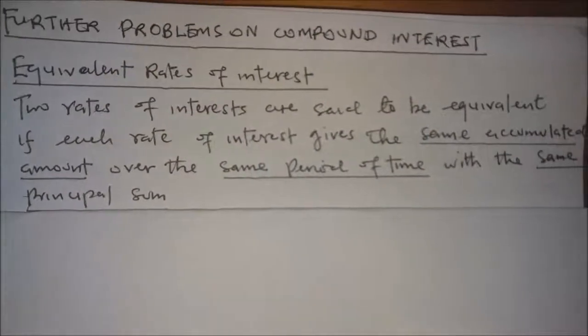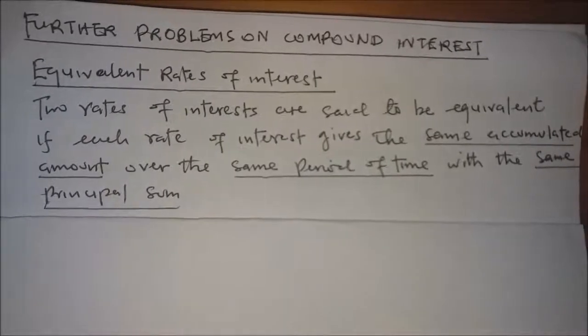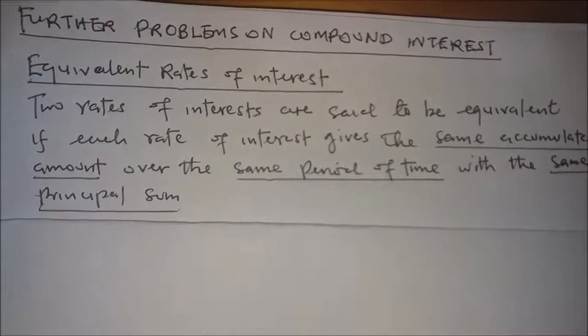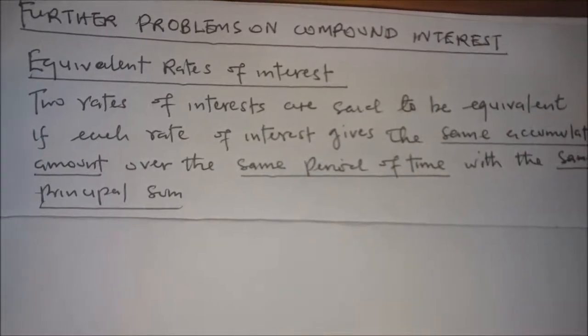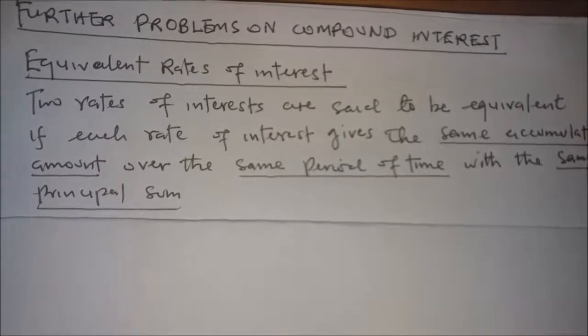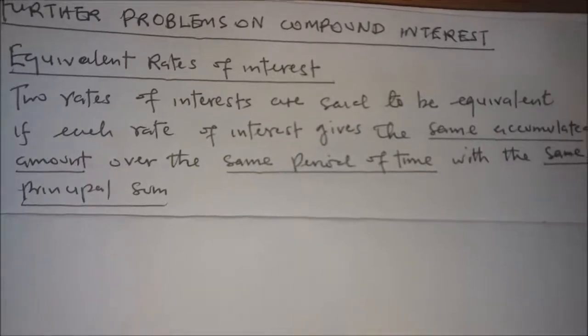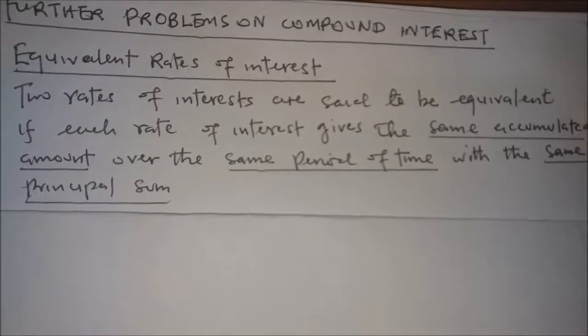Welcome to this lesson. This is Commercial Arithmetic 2, and we look at further problems on compound interest. Specifically, we want to look at the concept of equivalent rates of interest. Now, two rates of interest are said to be equivalent if each rate of interest gives the same accumulated amount over the same period of time with the same principal sum.